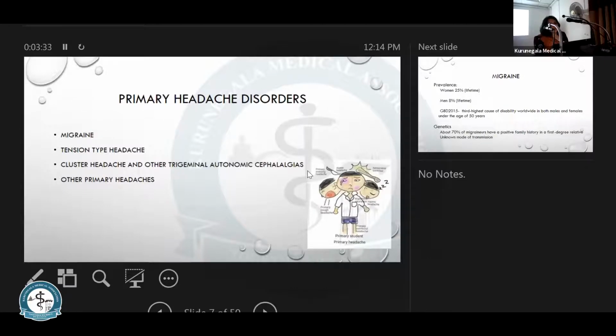When we consider the primary headache disorders, apart from the 3 that I mentioned, the cluster headache is included in the trigeminal autonomic cephalalgia. So the cluster headache is one of the trigeminal autonomic cephalalgias, and there are about 7 or 8 other primary headache conditions as well, which are not as common as the top 3 that I mentioned here.